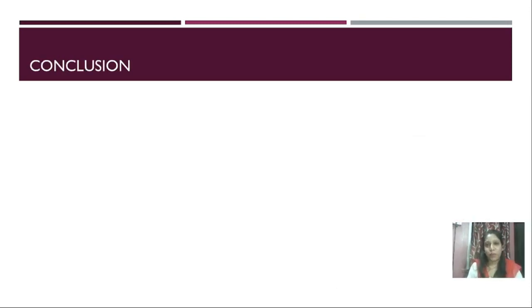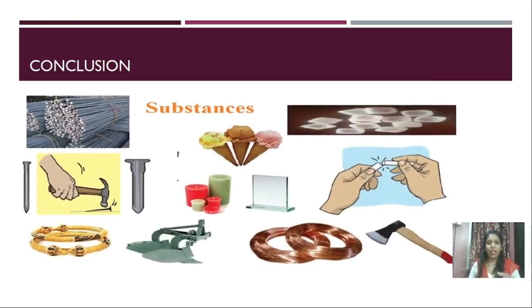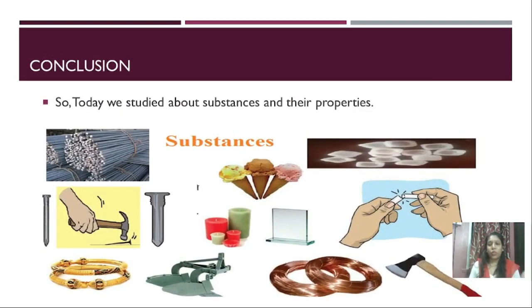Now our conclusion part. So today we have studied about substances and their properties. We studied two properties, that is boiling point and freezing point of a substance. Correct? And how the substance changes from one state to another. So when it is heated, what happens to the substance, and when it is cooled down, what happens to the substance. I hope you understood it clearly today.